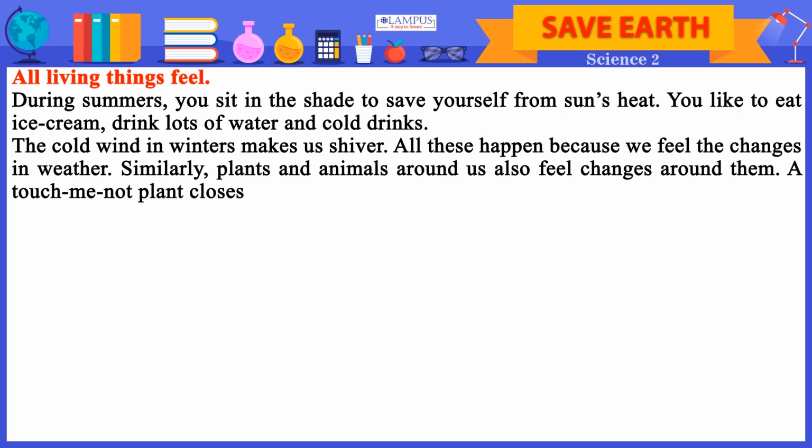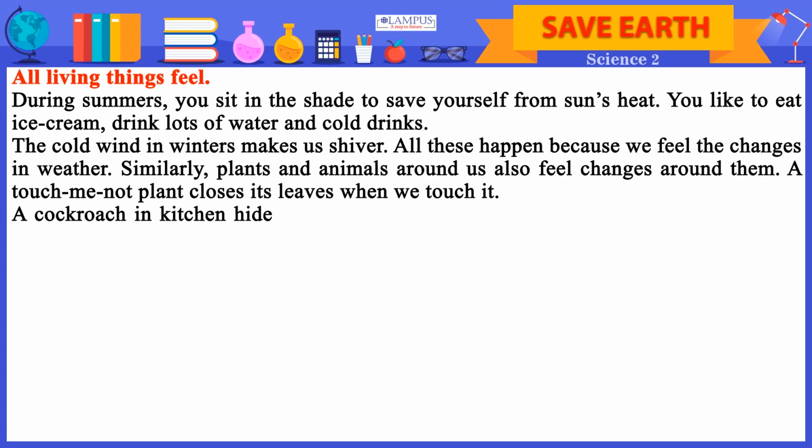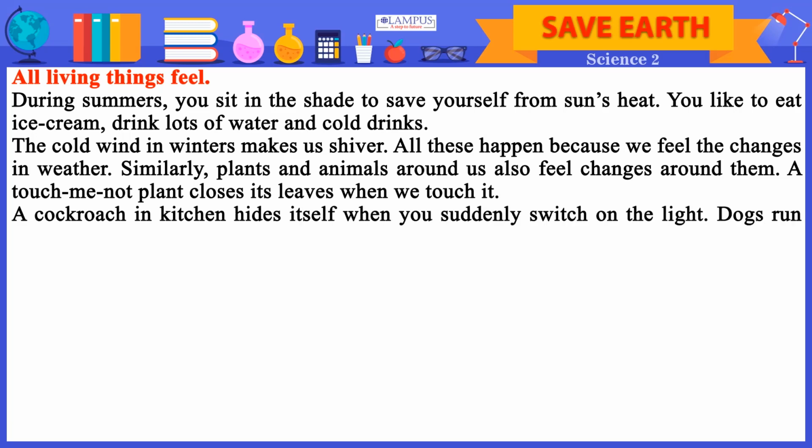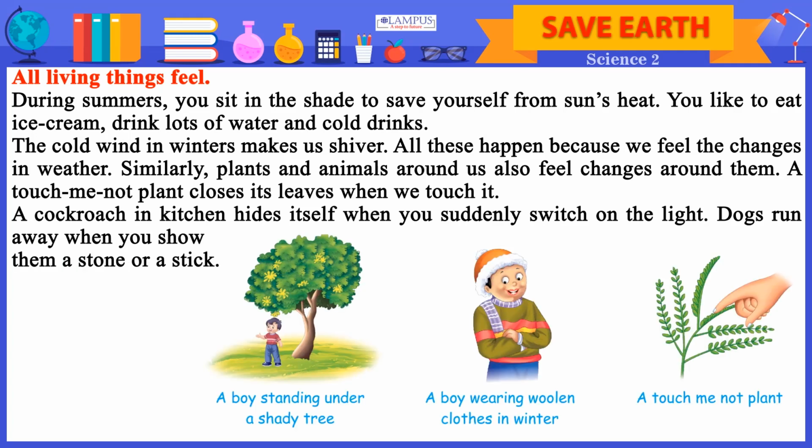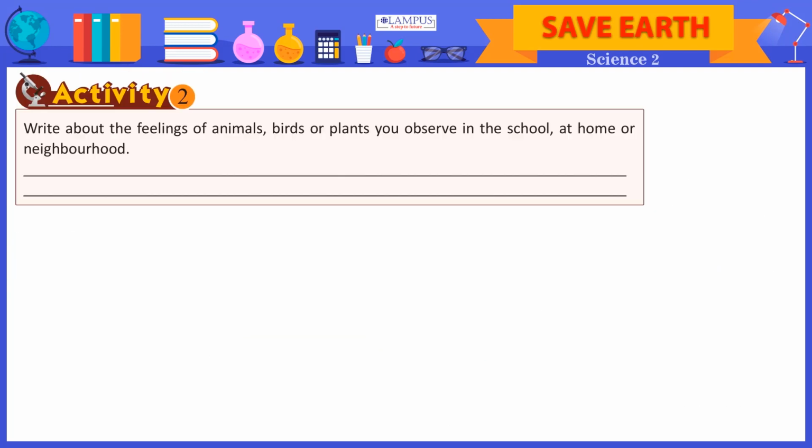A touch-me-not plant closes its leaves when we touch it. A cockroach in the kitchen hides itself when you suddenly switch on the light. Dogs run away when you show them a stone or a stick. A boy standing under a shady tree. A boy wearing woolen clothes in winter. A touch-me-not plant. Activity 2. Write about the feelings of animals, birds or plants you observe in the school, at home or neighborhood.